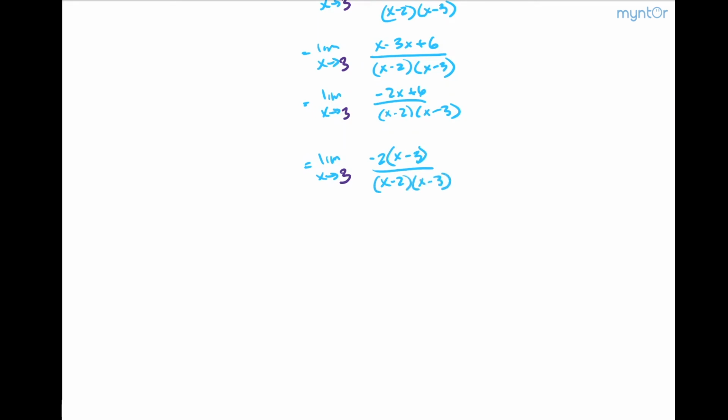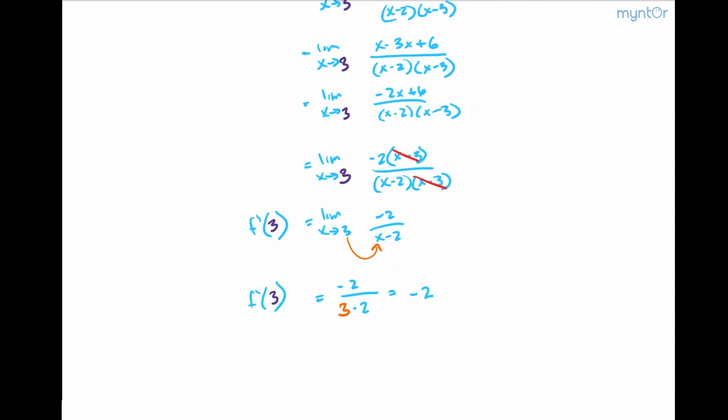You guys know where I'm going with this. The x minus 3 cancels, and we're left with the limit as x approaches 3 of negative 2 over x minus 2. And this, as a refresher, is f prime at 3. We can do a little bit of plug and chug now. Take the 3, plug it into the x, and we have that this is equal to negative 2 over 3 minus 2, which is equal to negative 2.